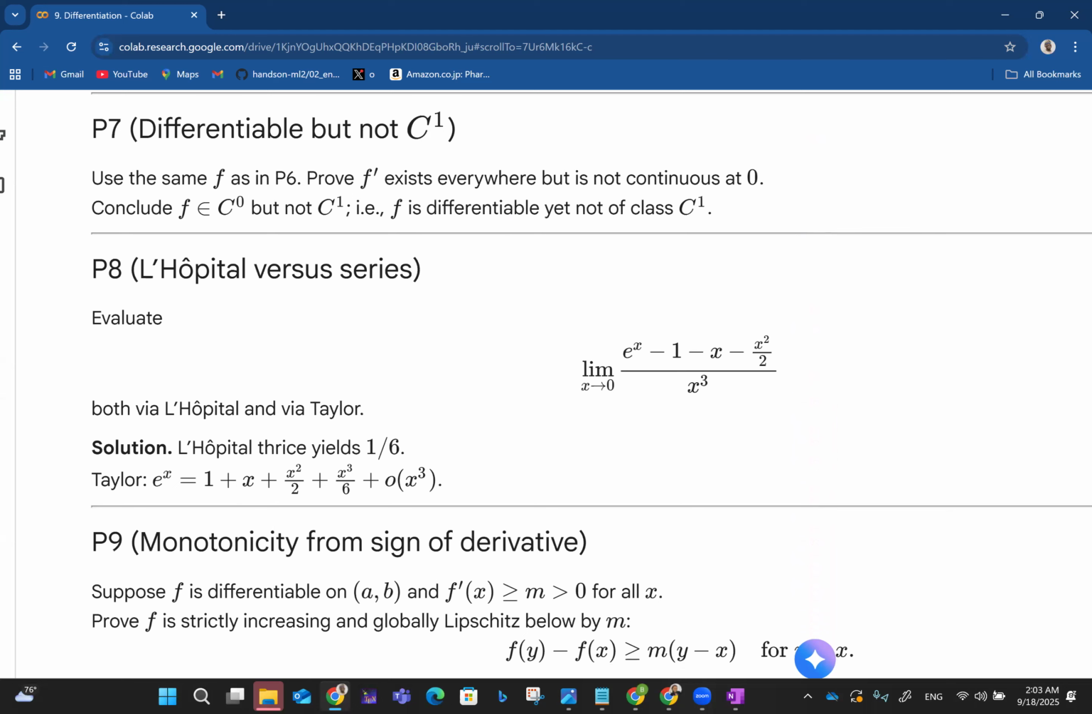Then differentiable but not C1, use the same f as in P6. Prove f prime exists everywhere, but it is not continuous at 0. So conclude f is differentiable yet not of class C1. Then you can also use L'Hopital versus series. So sometimes, instead of using L'Hopital, you can expand something in a series and see if a term cancels out like that. Okay, you can actually do something like that.